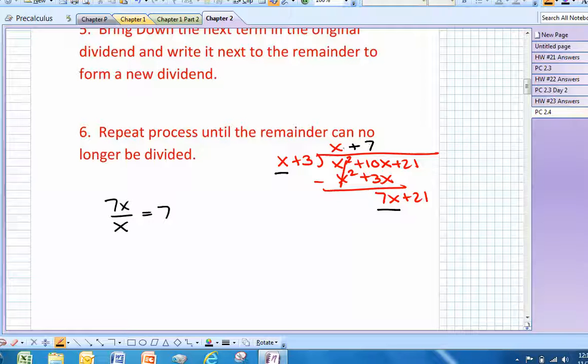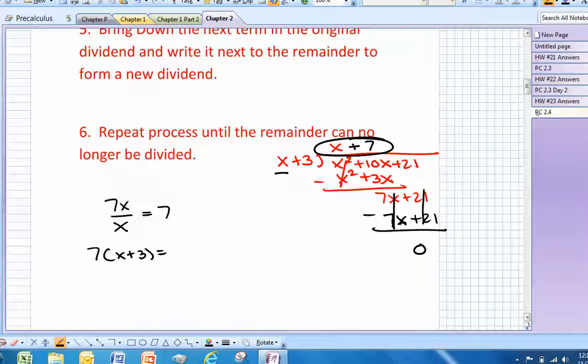Then I multiply the 7 times x plus 3. And that gives me 7x plus 21. And notice when I subtract, 7x minus 7x is 0. 21 minus 21 is 0. So I have no remainder. So when I say x squared plus 10x plus 21 divided by x plus 3, my answer is x plus 7. That's my quotient.